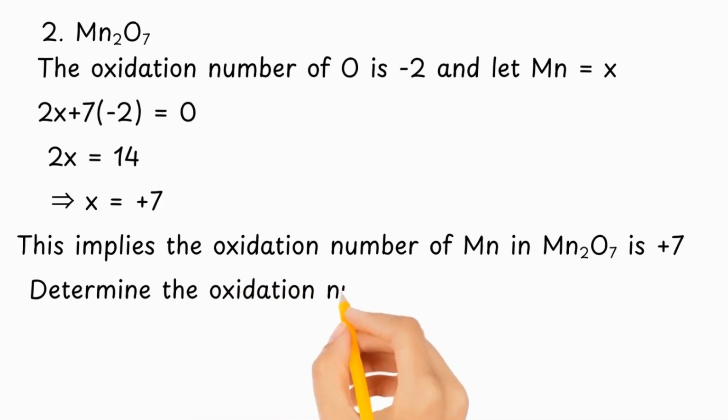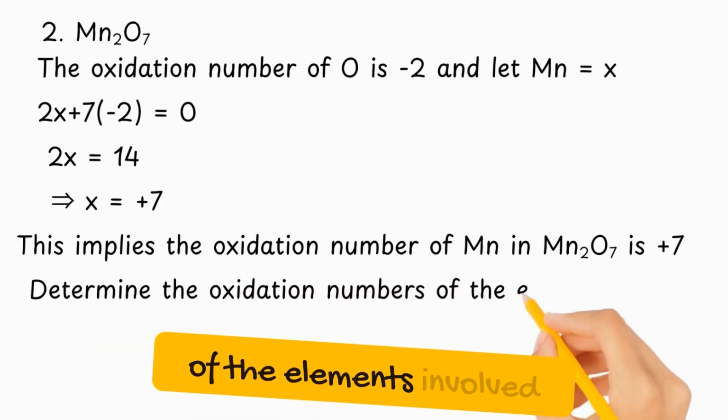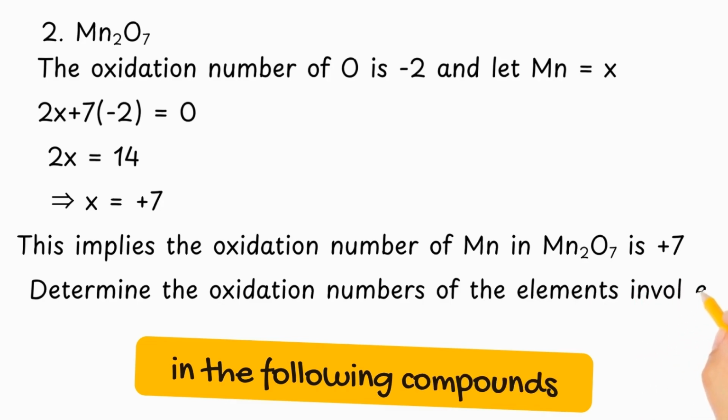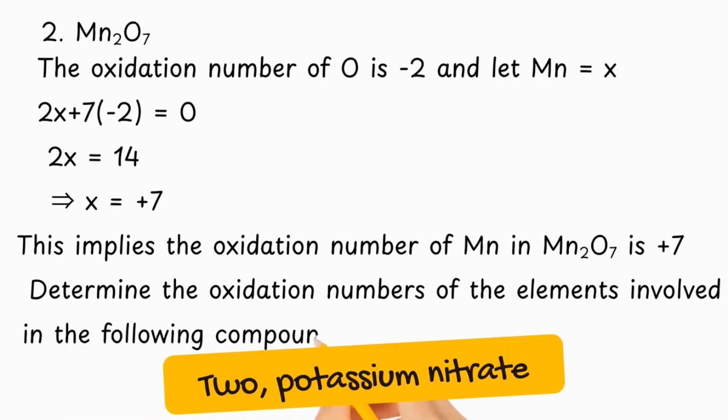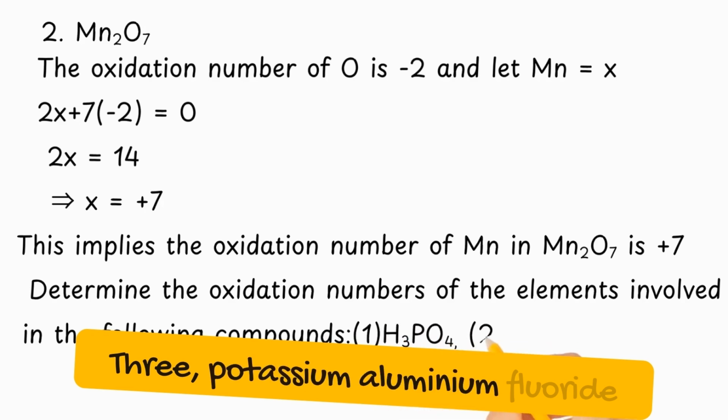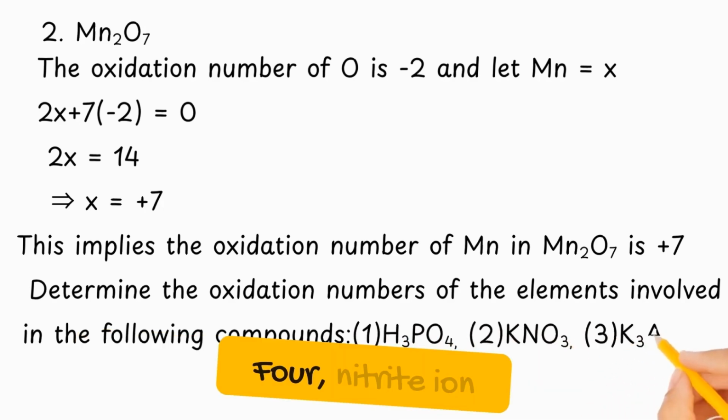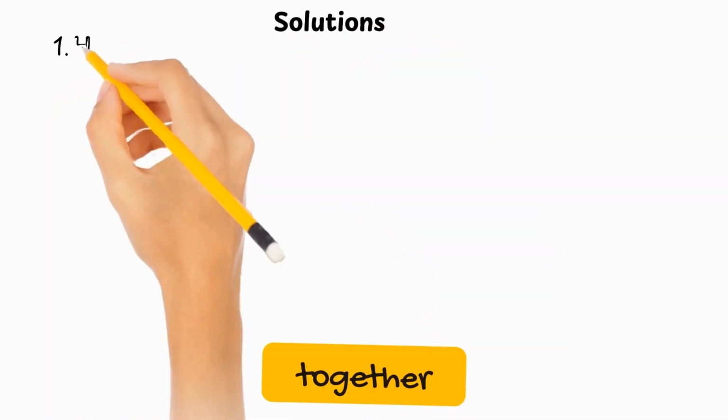Here is another question. Determine the oxidation numbers of the elements involved in the following compounds. 1. Phosphoric acid. 2. Potassium nitrate. 3. Potassium aluminium fluoride. 4. Nitrite ion. Let's solve the questions together.